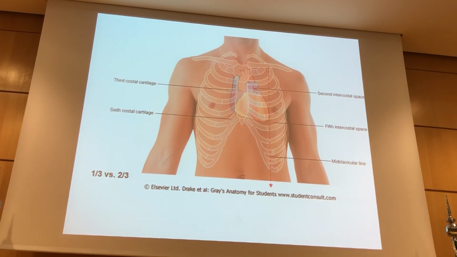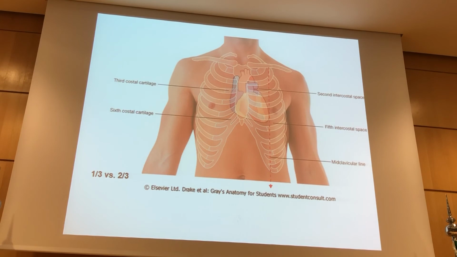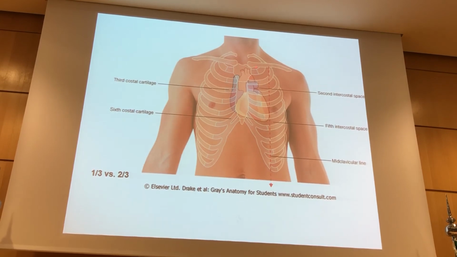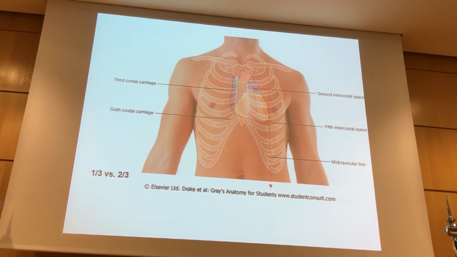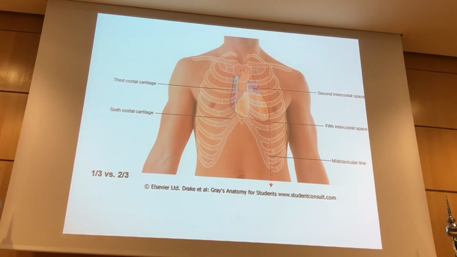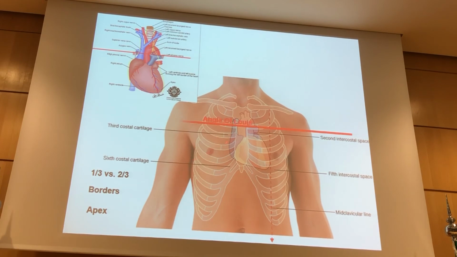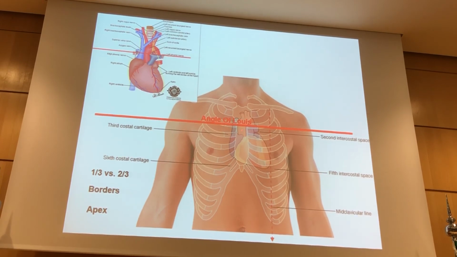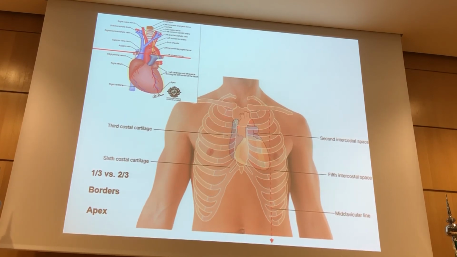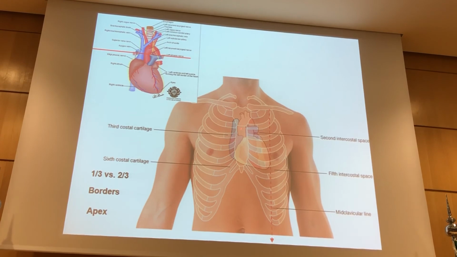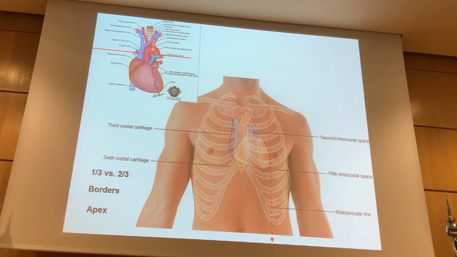Sternum has 3 parts: manubrium, and then the body, and the xiphoid process. Right? Now, at the junction of the manubrium with the body, if you go from the suprasternal notch and go down, you will feel a ridge going horizontally. That is at the junction of the manubrium with the body. It is called the angle of Louis.